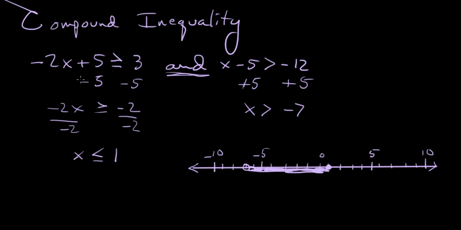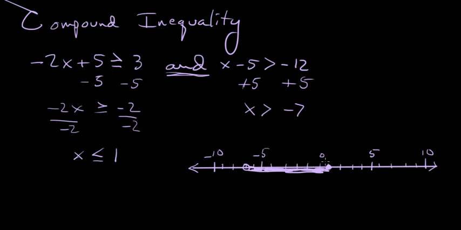Let's try negative 10. Negative 2 times negative 10 is positive 20, plus 5 is positive 25. Is that greater than or equal to 3? Of course it is. Let's try here. Negative 10 minus 5 is negative 15. Is that greater than negative 12? No, negative 15 is less than negative 12 because it's to the left of negative 12. And so it doesn't work in this one. And so if it doesn't work in either one of these, it can't work.